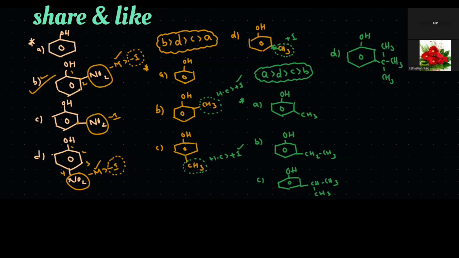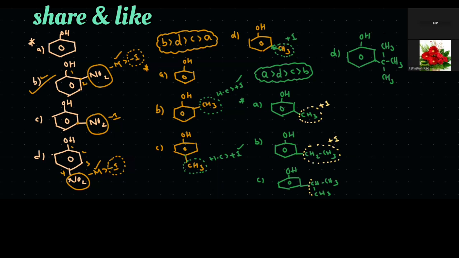Now in these given four compounds, which one is more acidic? In compound A, one CH3 group is attached at the meta position. It acts as an inductive group. Here also one group is attached at the meta position only. This group also acts as an inductive group. Now here one isopropyl group is attached.